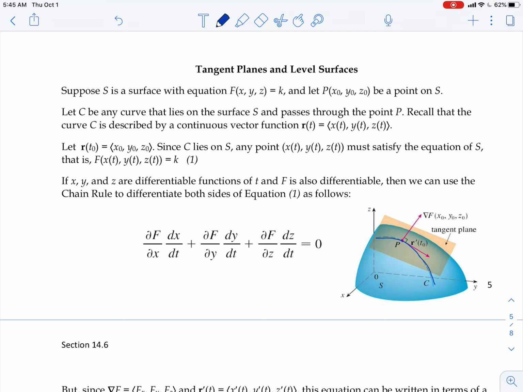Since C lies on S, any point x of t, y of t, z of t must satisfy the equation of S, that is f of x of t, y of t, and z of t is equal to k. So all we did was use parametric equations. We substituted in for x, y, and z, where x, y, and z are defined by t, and that's going to equal k.